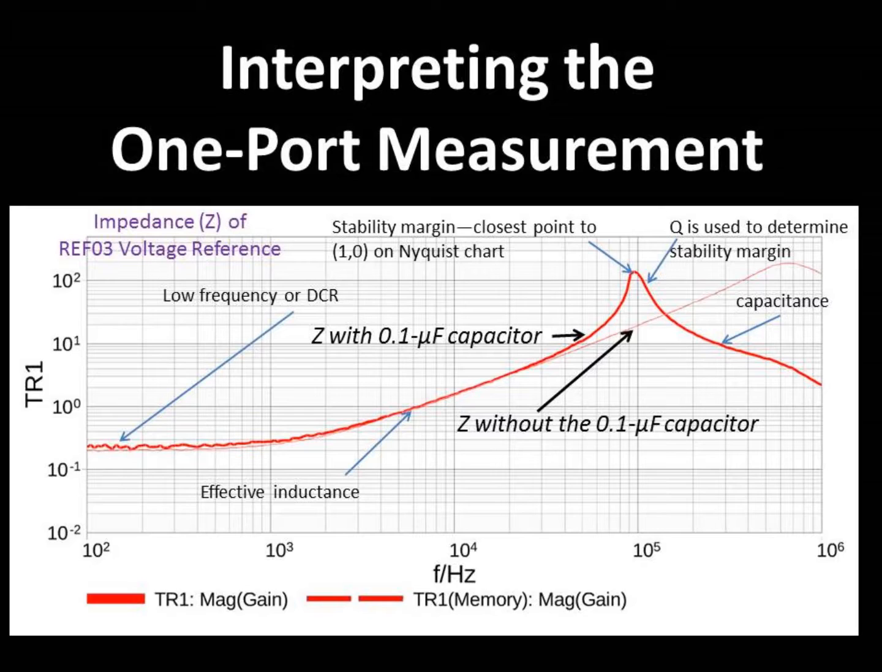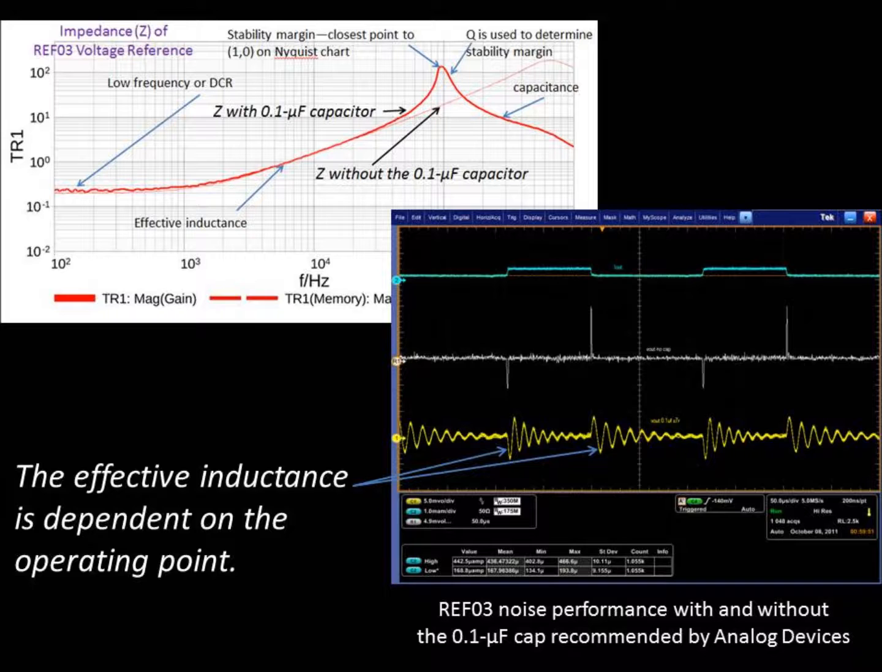As we observe the measurement across the frequency range, we can see the DC resistance at low frequency and then the effective inductance that results from negative feedback. Next, we can see the peaking at 100 kHz caused by the low phase margin, and finally we can see the capacitance. The stability margin can be calculated from the impedance peak and associated Q.